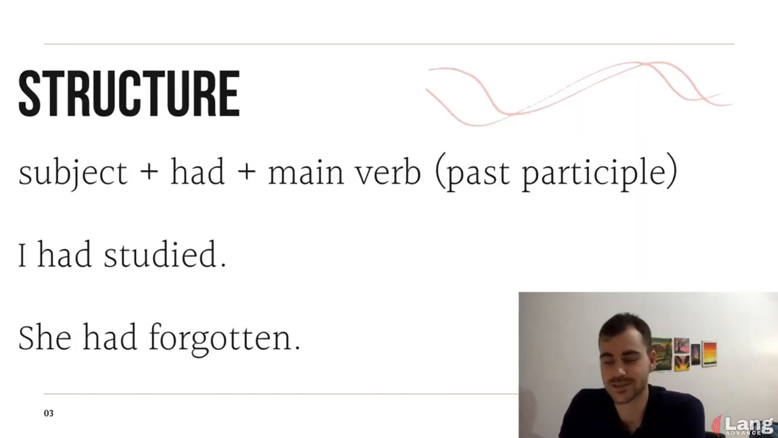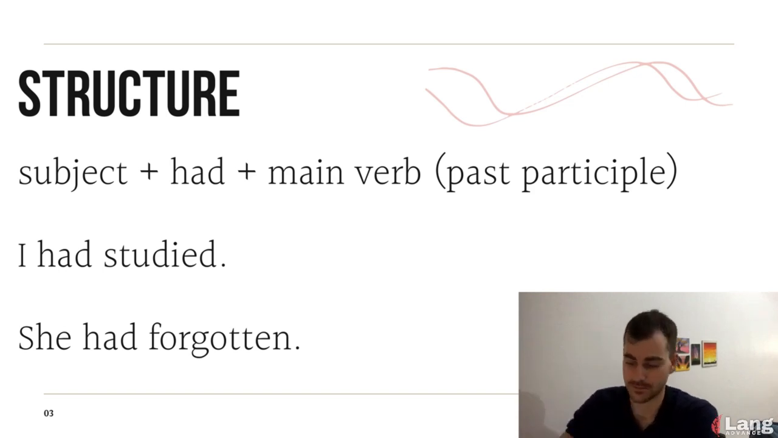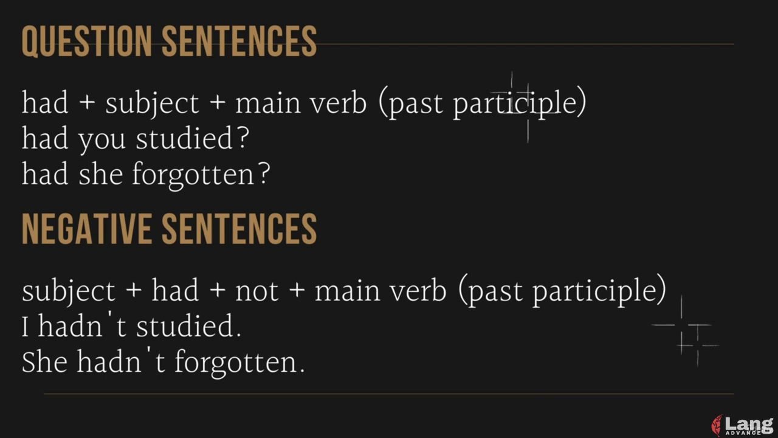The structure is subject plus had plus the main verb in past participle. I had studied. She had forgotten. For question sentences, the structure is had plus subject plus main verb in the past participle. Had you studied? Had she forgotten? And the negative sentences are subject plus had plus not plus main verb in the past participle. I had not studied or hadn't studied. She had not forgotten or she hadn't forgotten.